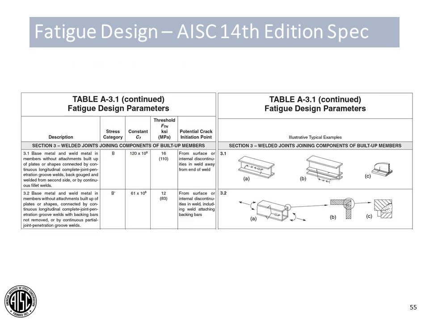There are a number of different conditions, and actually I included this just to point out that it depends not only on where you are in the system, but the construction methods used within a system. In this case, you actually have a lower threshold stress range and a lower C sub F constant if you do not remove the backer rod from a complete joint penetration weld. That's the only difference between these two line items.